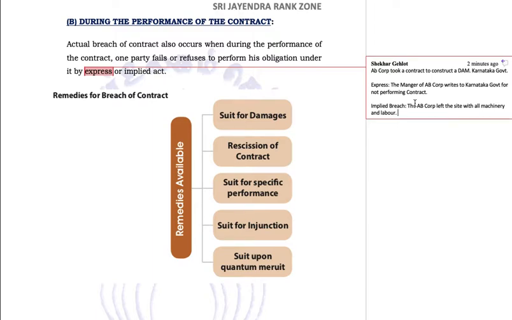Now, what are the remedies available? Remedies are five kinds: suit for damages, rescission of contract, suit for specific performance, suit for injunction, suit upon quantum merit. Okay, quantum merit. Now we'll discuss all these in brief.